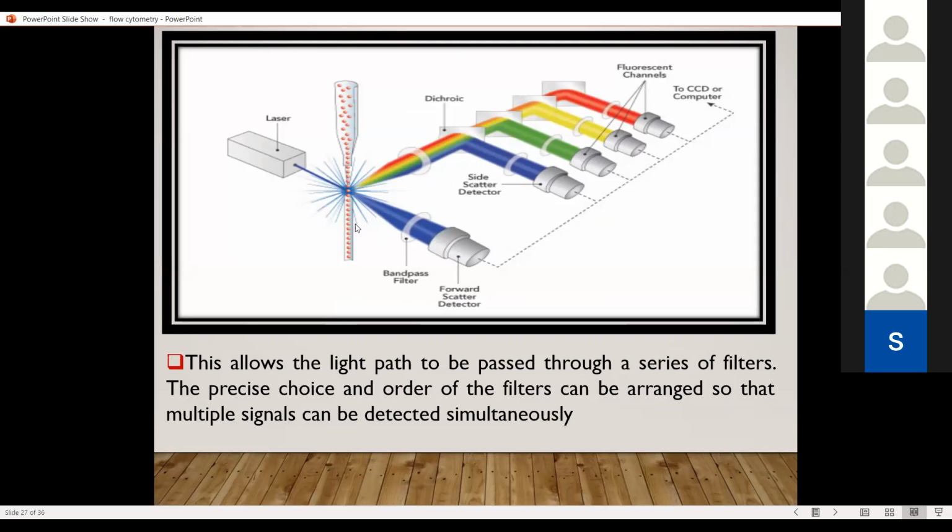Here is a channel, the flow sample channel, where we put our cell suspension or sample. After hydrodynamic focusing, it comes in a single file. This is a laser source; an argon laser we can use, or an argon lamp, for the laser light. Here comes the laser light. This is an optical system.